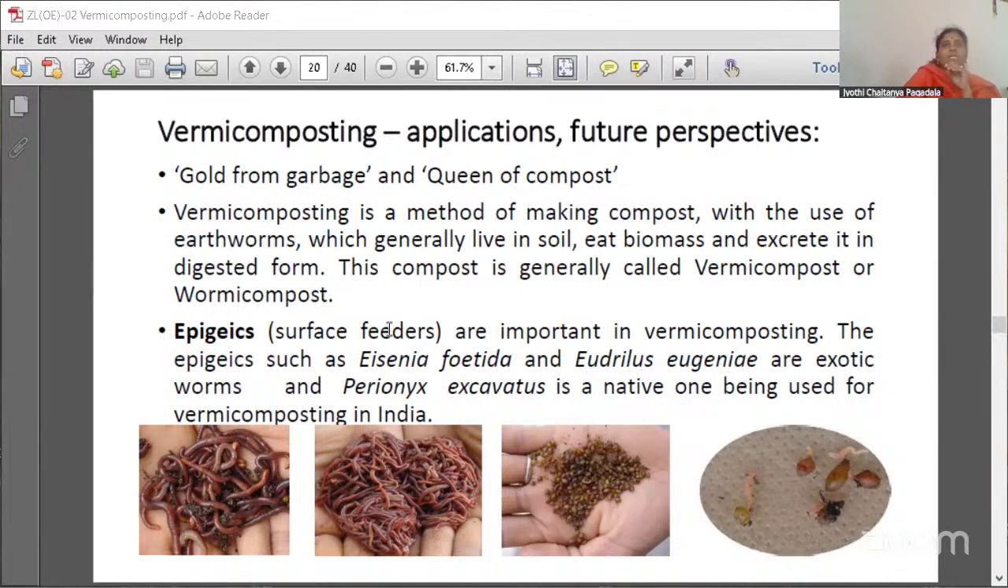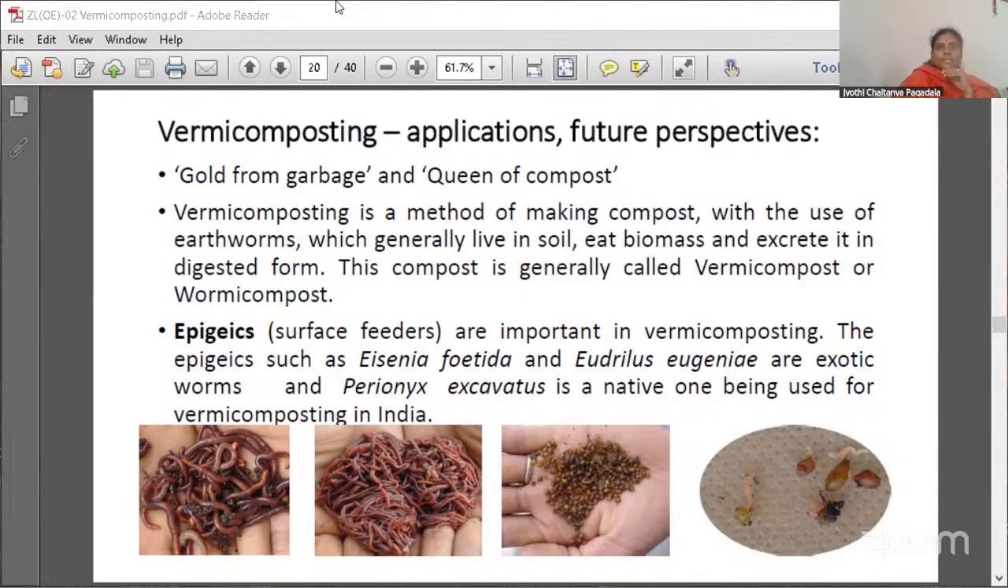Why we call it so: vermicomposting is a method of making compost with the use of earthworms, which generally live in soil, eat biomass, and excrete it in digested form. This compost is generally called vermicompost and wormy compost. This method is used by farmers to multiply the earthworms by using high amounts of organic waste, including plant materials and cattle dung, in a 1:1 ratio. The substrate medium has been made around 4 to 50 earthworms. Earthworm species are released into the medium and it is protected from various environmental factors.